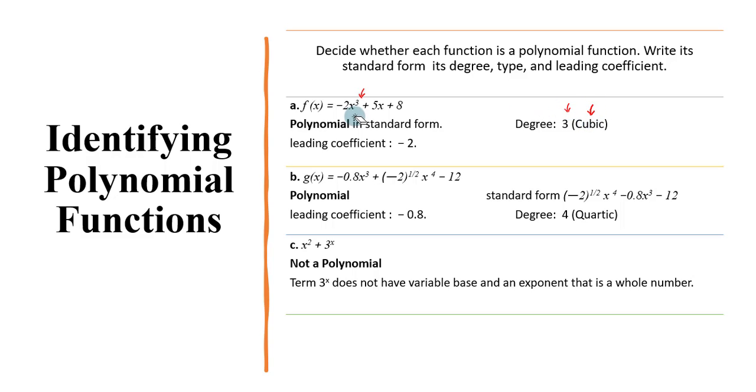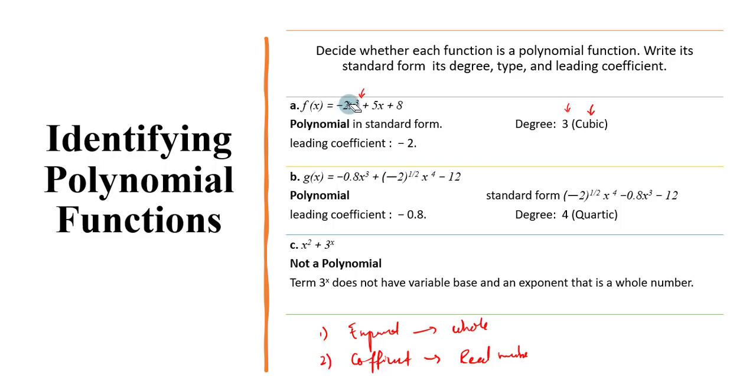Now, is it a polynomial function or not? For it to be a polynomial function, we know the conditions: two conditions. The first condition is that the variable's exponent always has to be a whole number, and the coefficient always has to be a real number. So we can see that in all of these terms, the exponents are always whole numbers, they are positive, and the coefficients are always real numbers. So it is a polynomial function.